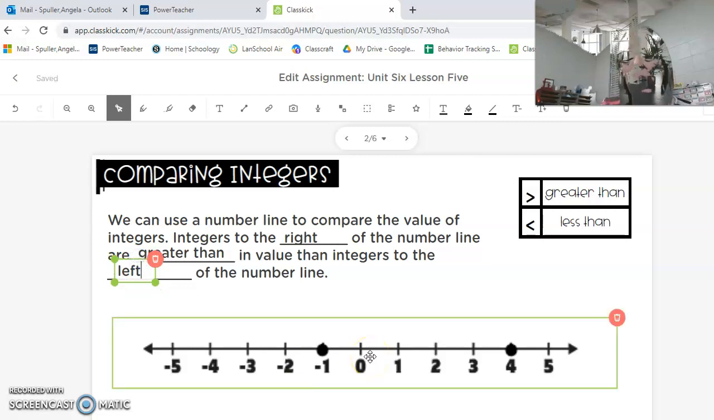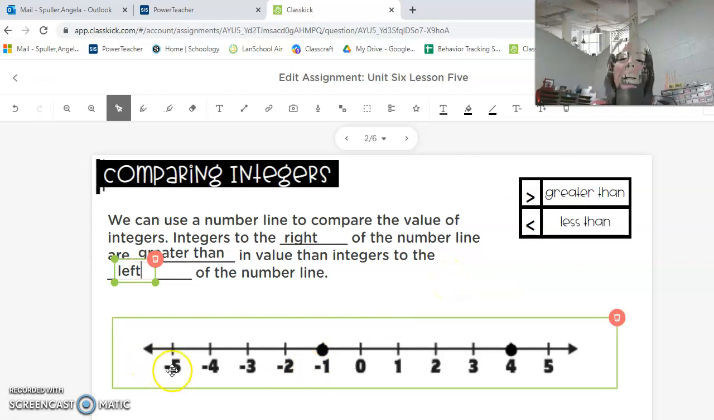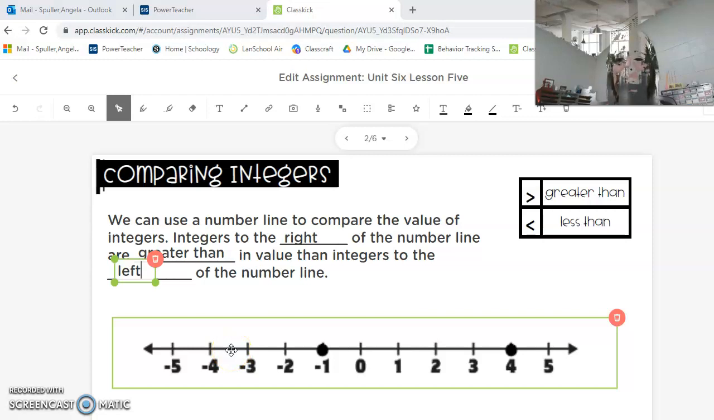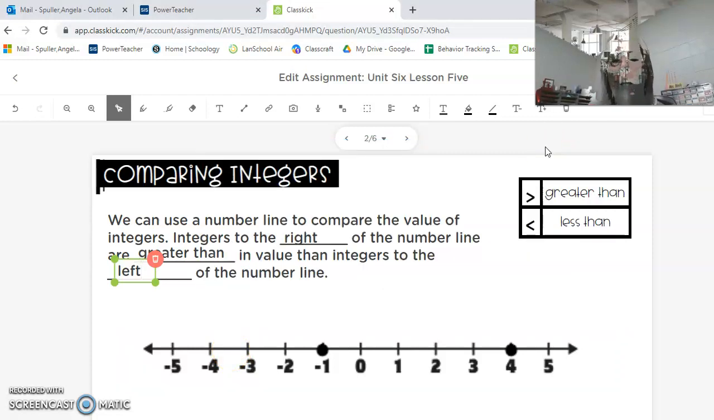Okay, this is where it gets kind of tricky, because a lot of times people say -5 is bigger than -1 because we've been taught that 5 is bigger than 1. But not when you think about owing money. I would rather owe $1 than owe $5. See what I'm saying? It's more important to look at where it is on the number line.